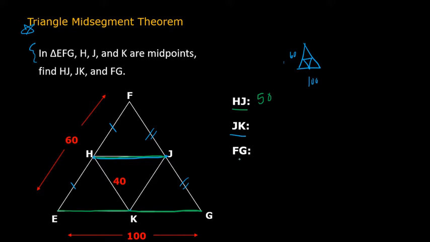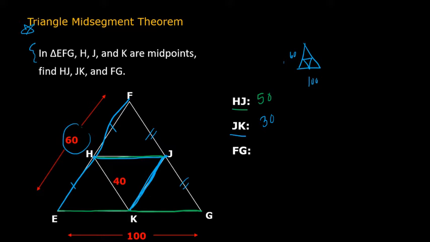I'm asked to find JK. All right, so JK is here. So again, by the midsegment theorem, I've already figured out that this is a midsegment, which means it's parallel to EF and half of its length. So if EF measures 60, JK must measure 30.